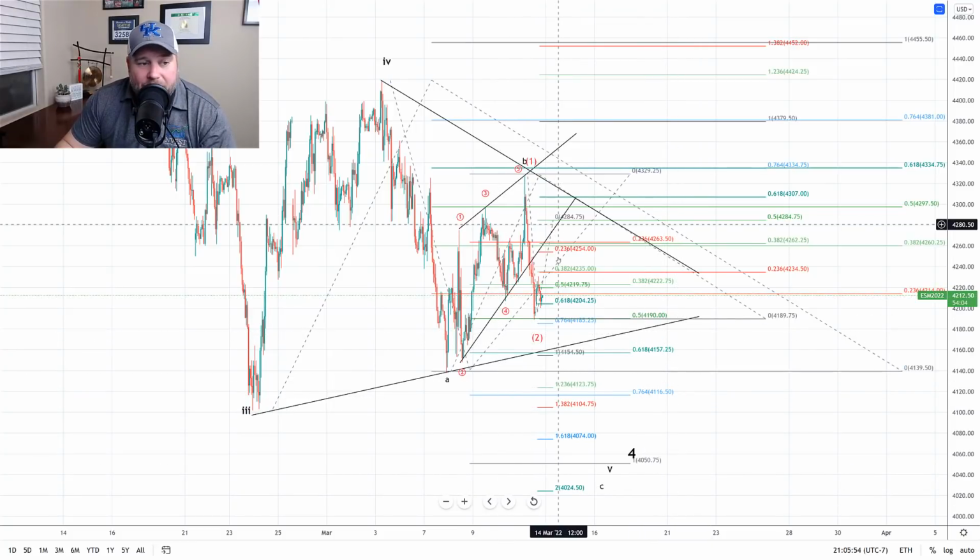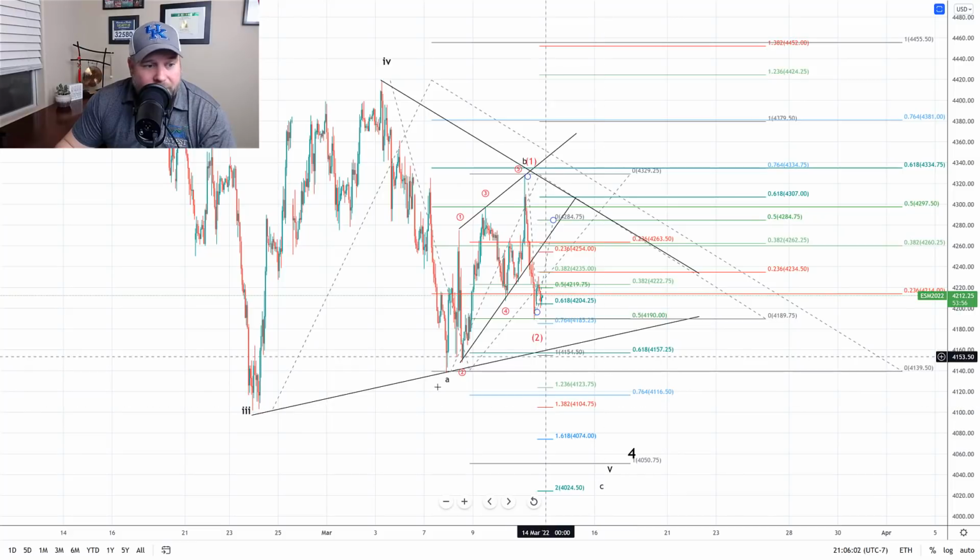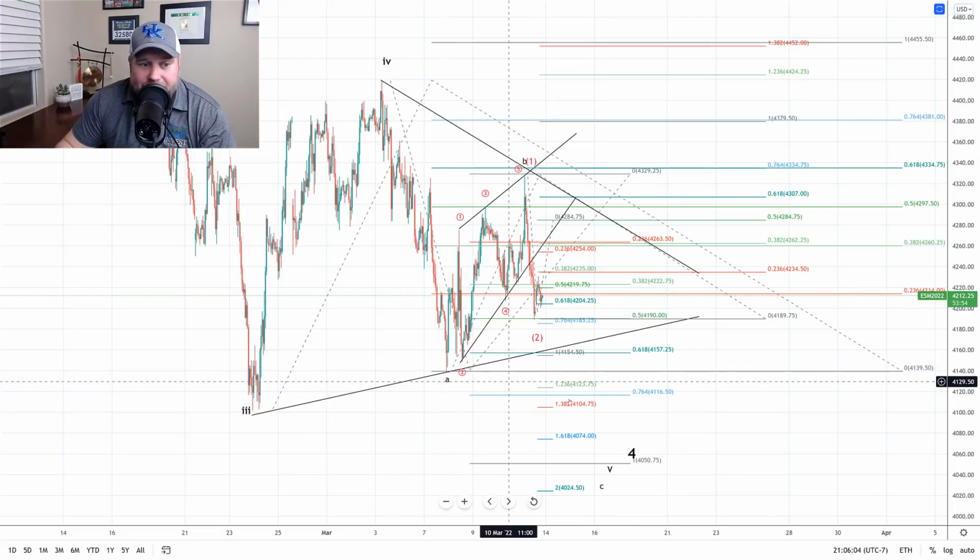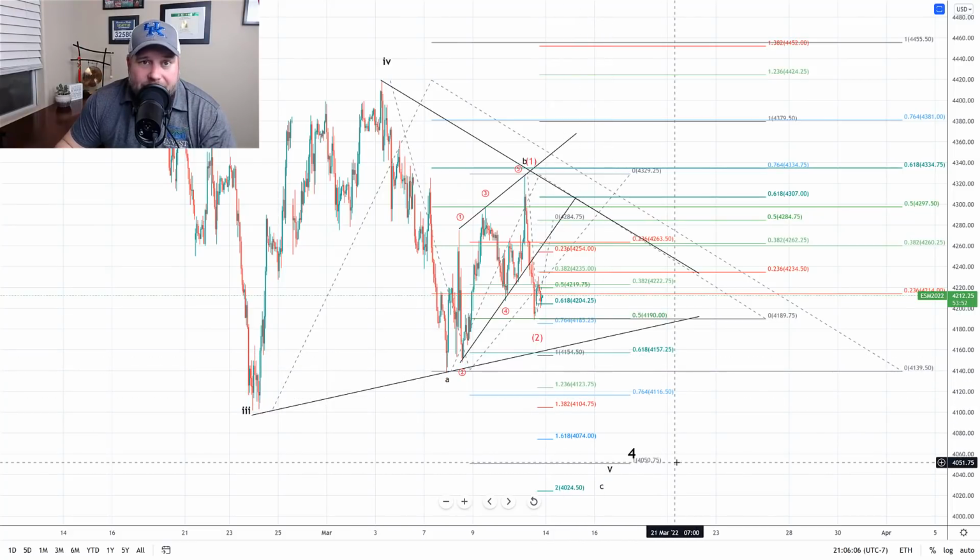For that to happen, we would be looking for a move up towards that 42.85 area. It could even go a little higher than that. And then we would look for a reversal down hard that took out this low over here on March 7th, down toward our 40.50 area.